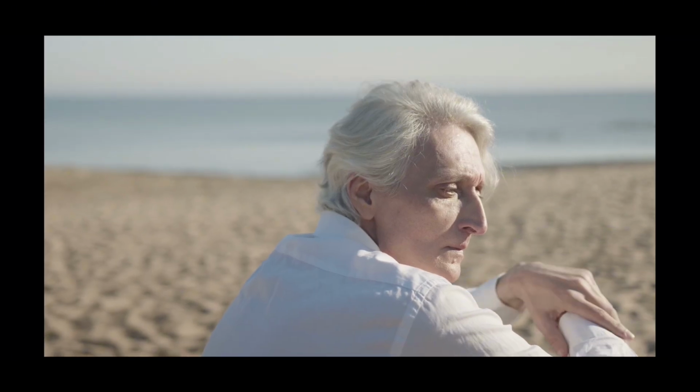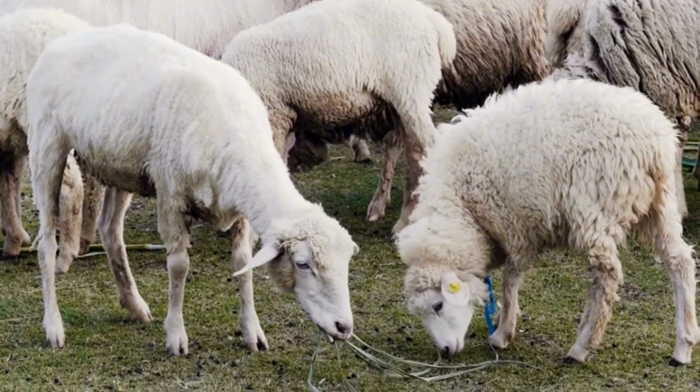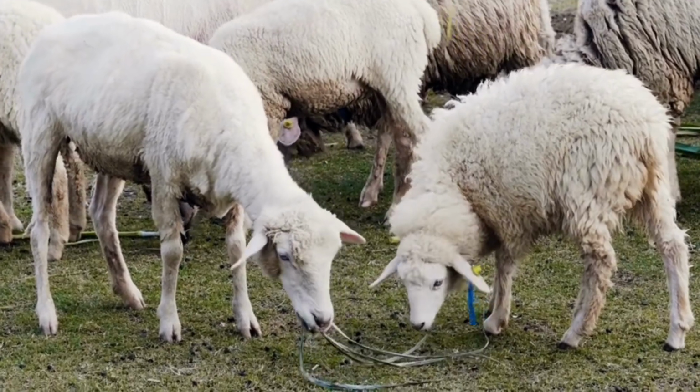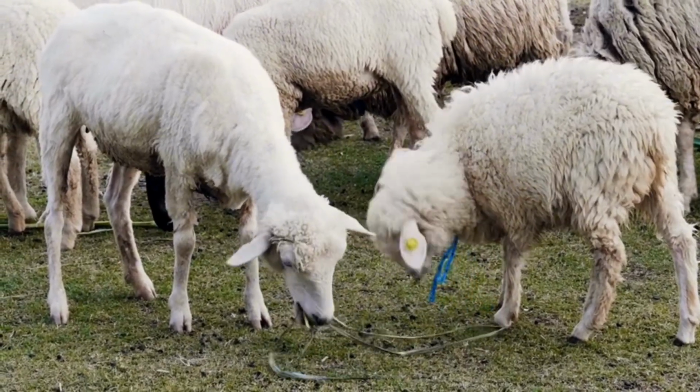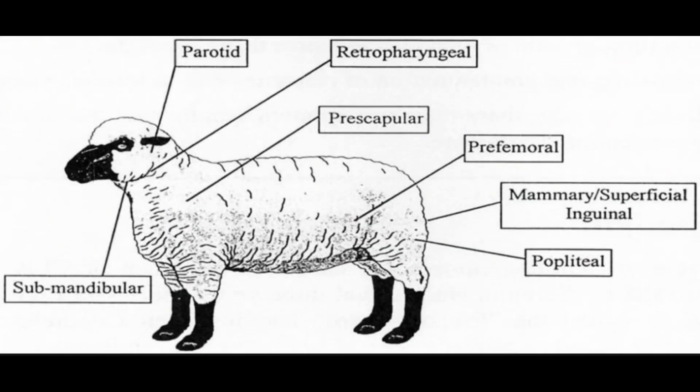Now let's get into something just as important. How do you actually diagnose CLA in your flock? The most obvious signs are, of course, those firm abscesses, usually on the neck, under the jaw, or behind the ears. Sometimes they appear near the shoulder or flanks.